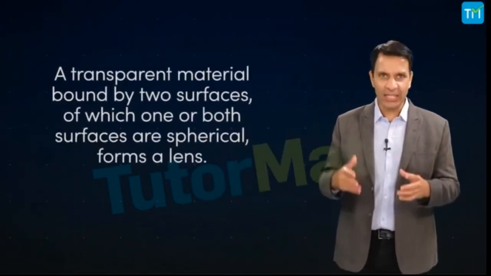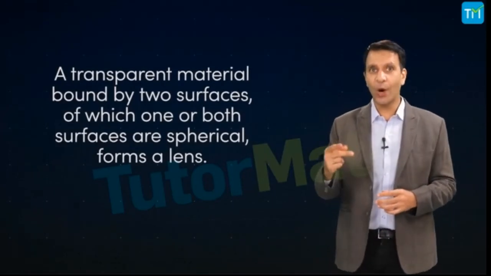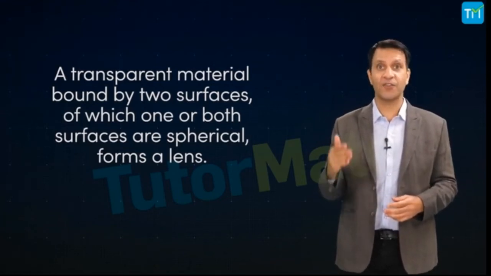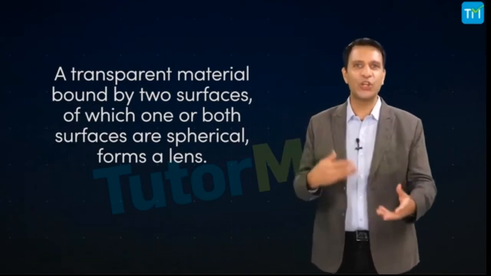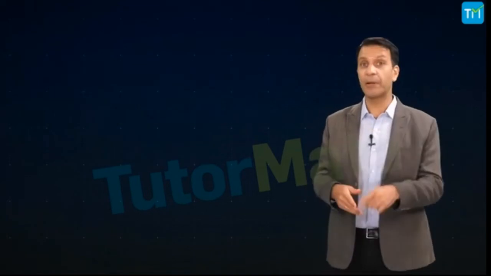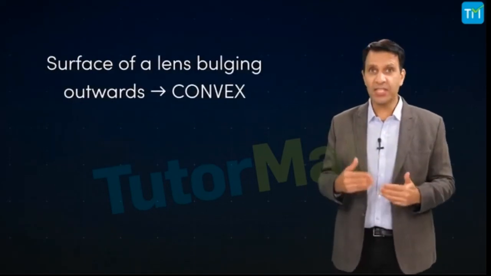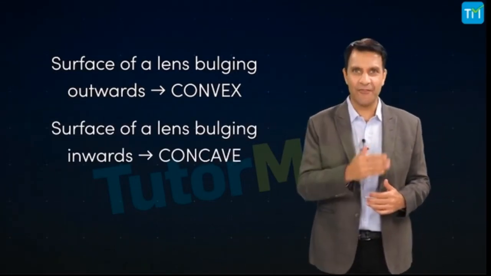Before that, let's do a quick recap of the definition of a lens. According to the definition, a transparent material bound by two surfaces of which one or both surfaces are spherical forms a lens. So let's try different combinations of these surfaces and see the kind of lens that we get. But remember one thing, whenever the surface bulges outwards, it's convex, and whenever it curves inwards, it's concave.